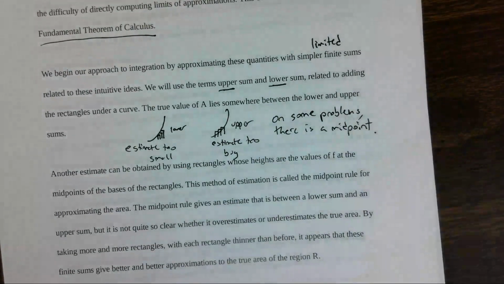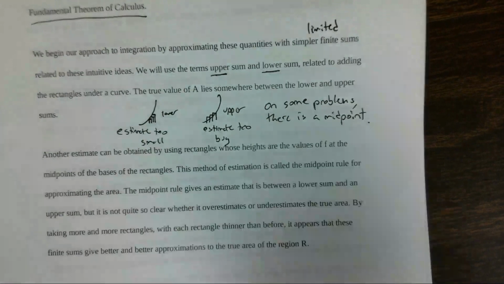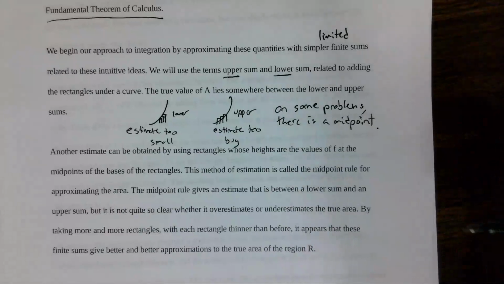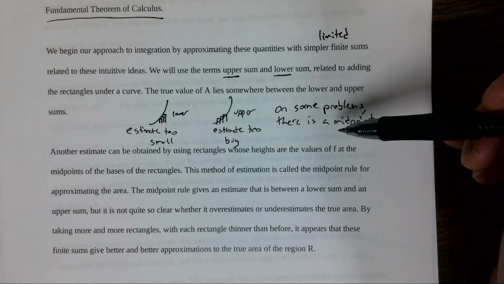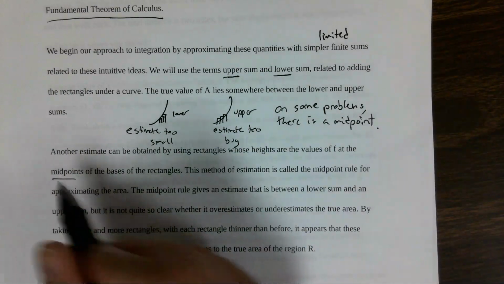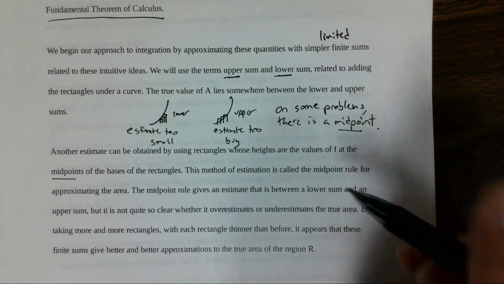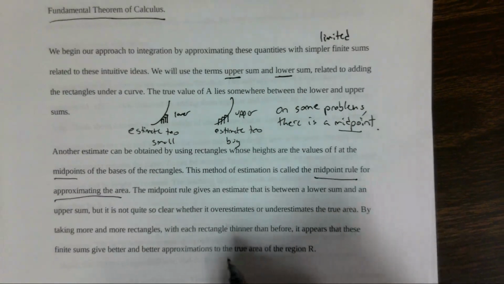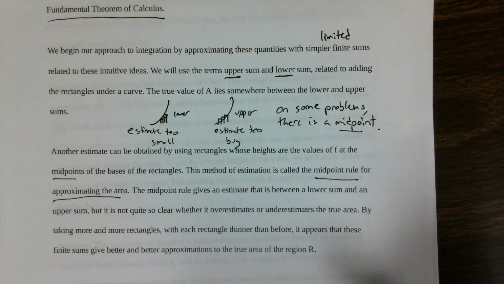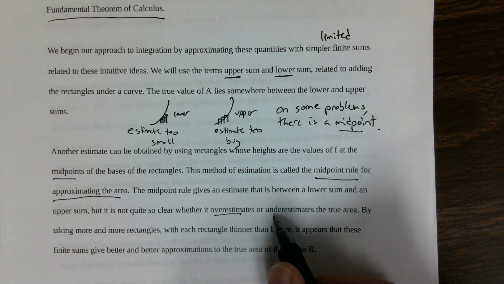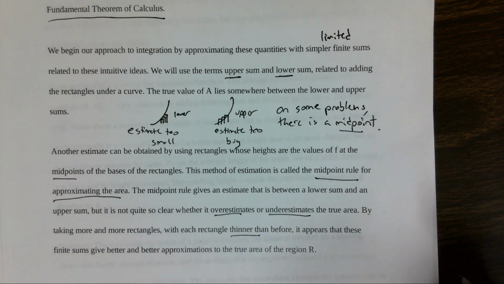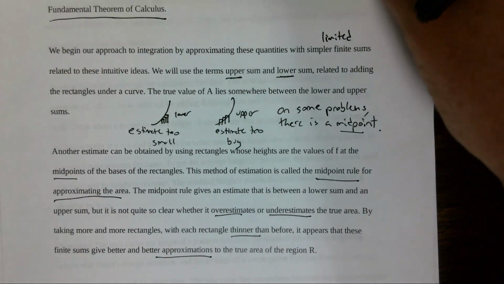And so we're going to discover different approaches. Midpoint's probably one of the best approaches. Another estimate can be obtained by using rectangles whose heights are the midpoints. That's what I was saying, the midpoint. It's called the midpoint rule for approximating area. The midpoint rule gives an estimate that's between a lower and an upper, but it's not quite clear if it overestimated or underestimated. By taking more and more rectangles, thinner ones, it appears to be a better approximation.